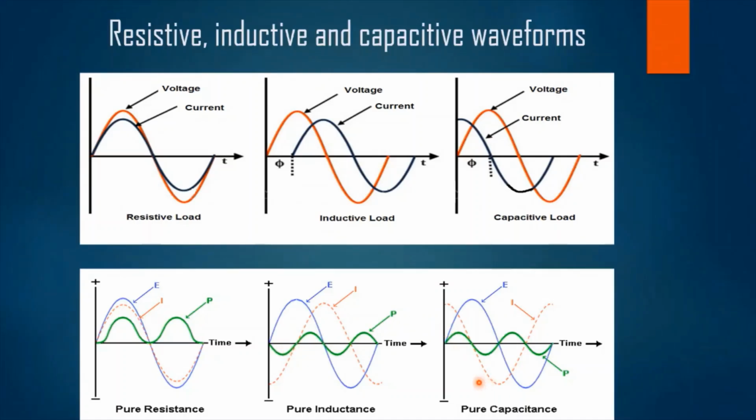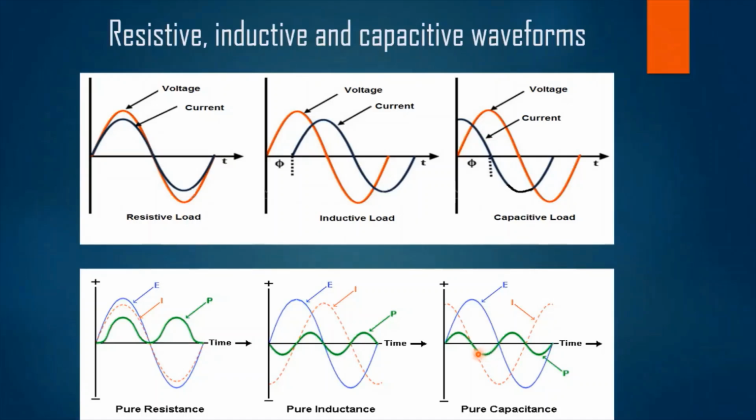Same thing happens with capacitive loads. When we multiply these two waveforms together, we get this power waveform, which also indicates that there is a portion of this waveform on the positive side, and also we have a negative waveform. So our waveform goes from positive to negative, which means that on the positive side we have an active power, and on the negative side we have a reactive power or wasted power.